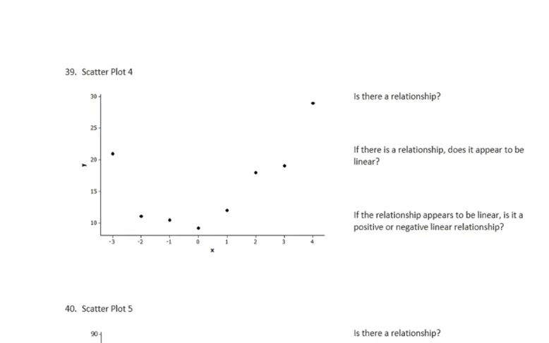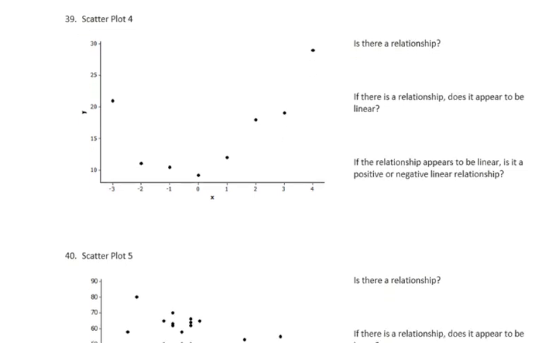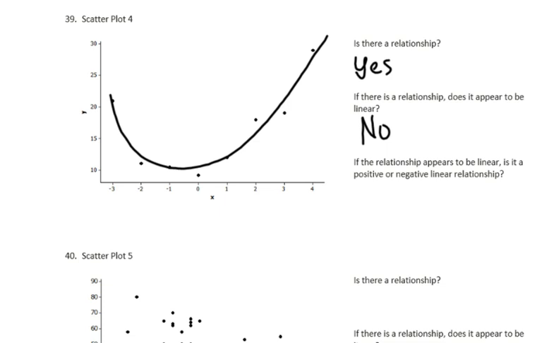Question 39 and 40, I'd like you to try to see, well, we'll talk about 39. I'd like you to try 40. 39, there kind of looks like a relationship here. If I had to draw the line, I would guess it would look like this, because that's kind of the way the dots are going. So this is not linear. This is more of like a parabola, which we talked about last unit. And positive or negative, that's not applicable because it's not linear.